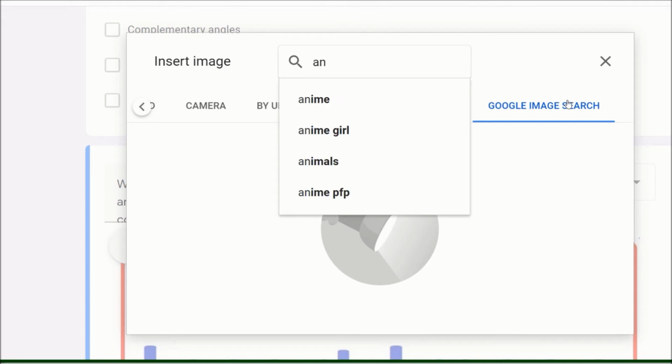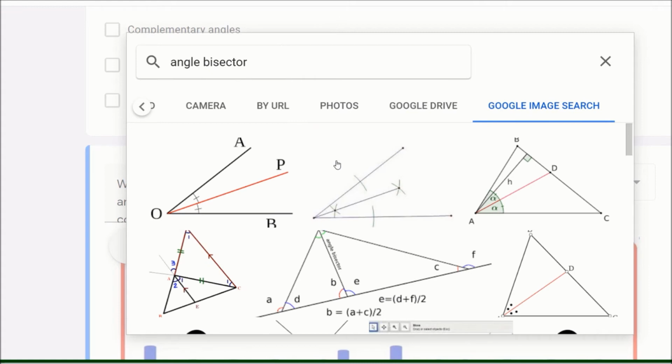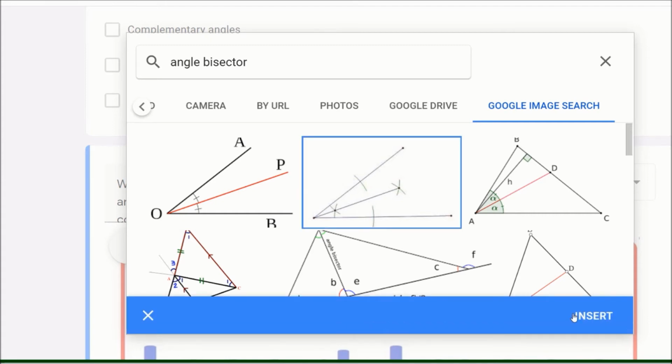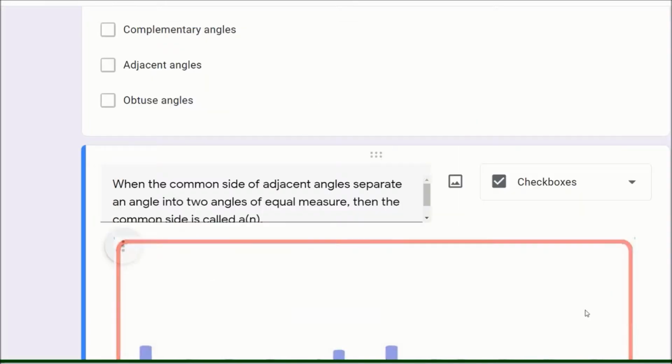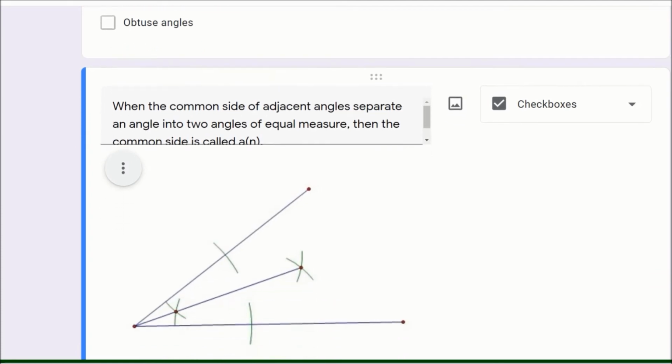As we do our Google search, we're going to try angle bisector, and the two in the front look good. We're going to select this image here because we'll be doing a practice later with a compass, and this is what that practice will look like.